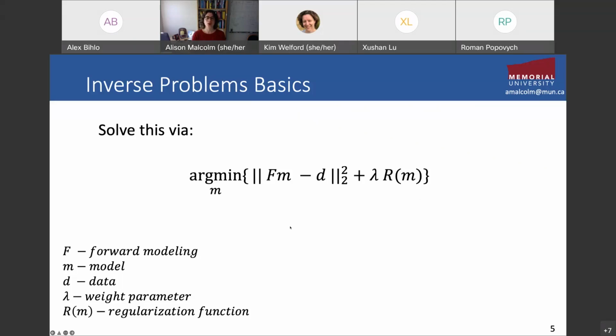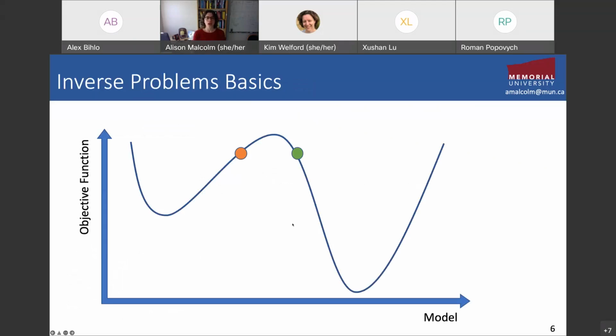Okay, so this is the problem we're trying to solve. The way that we do this is typically some sort of local optimization. That means we start from a model, or maybe from a few different locations in our model space. So here's our model space, and here's our objective function, that function we were just looking at. We try to minimize this function. If we start at the green point, we get down here to that local minimum. If we start at the orange point, we get to the local minimum over here.